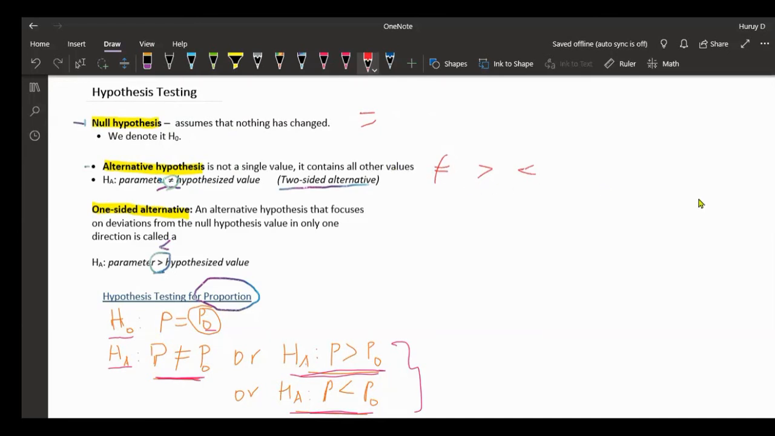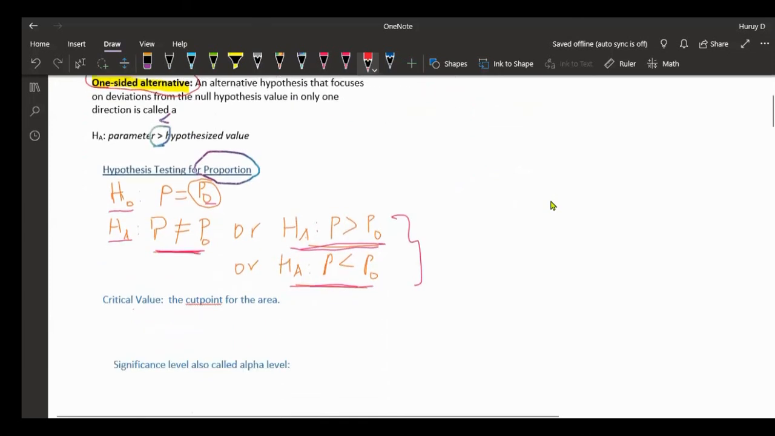Now, if we choose the not equals option, then we will have a two-sided alternative hypothesis, and these two, greater or less than, make up a one-sided alternative hypothesis. Okay, so when we have this greater or less than, we call the alternative hypothesis one-sided, and if we have the not equals to, we call it a two-sided alternative hypothesis. Choosing which one of these makes a difference in our final decision, and we will see what the difference is between those three.